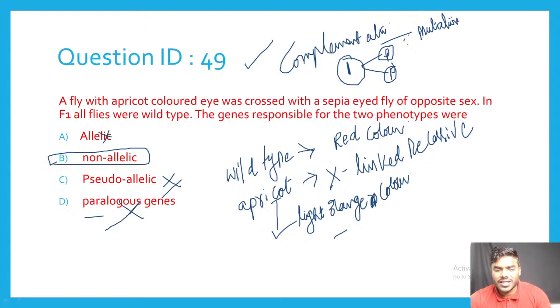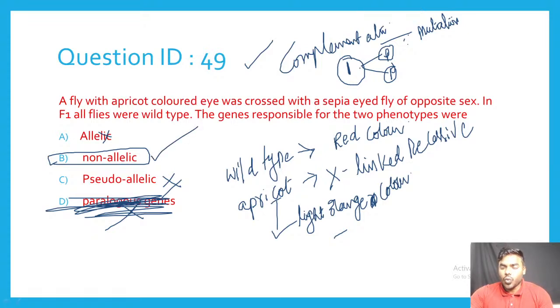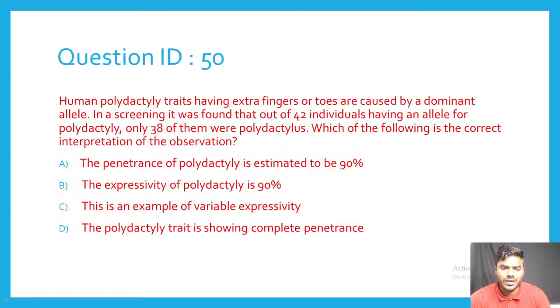And we cannot consider option D, it is completely wrong. It cannot be paralogous. Obviously, the answer will be non-allelic, where one gene, because of the mutation, is responsible for two phenotypic characteristics. And this we can easily identify by the complementation test. Wonderful. Very good. Very good. Fantastic.